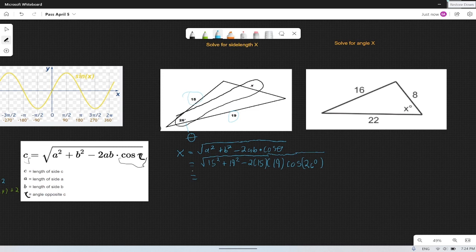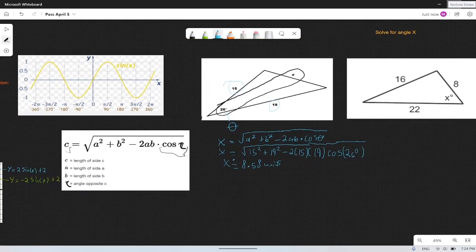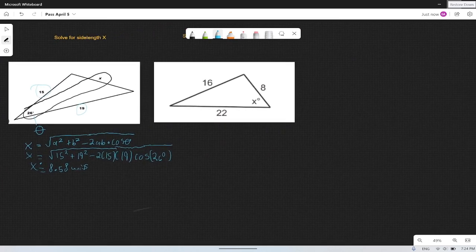I get X equals approximately 8.58, say, units. It doesn't give us any units. And so that's how you use cosine law to find a side length. It depends what formula you're given. I'd imagine it'd be this formula, or it would be C squared, and all this stuff here wouldn't be under the square root. Not entirely sure.